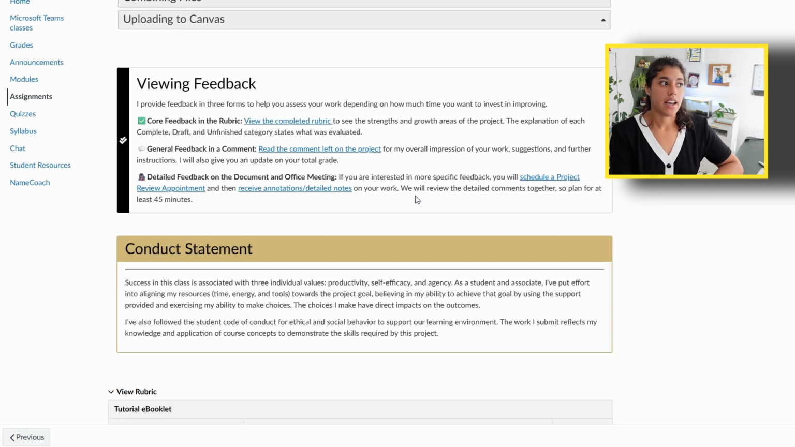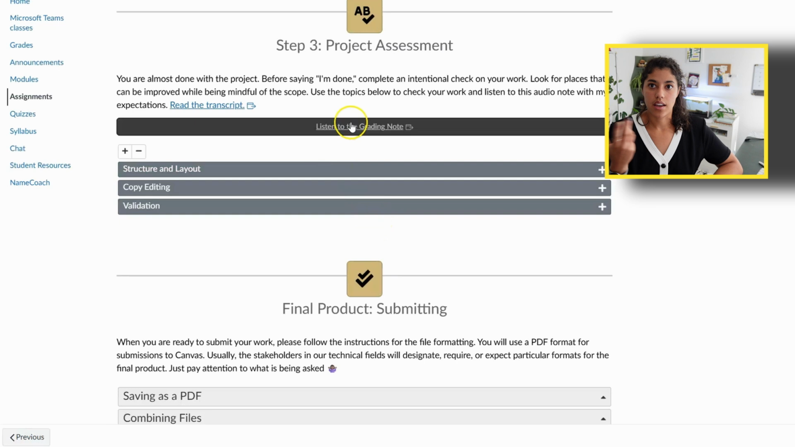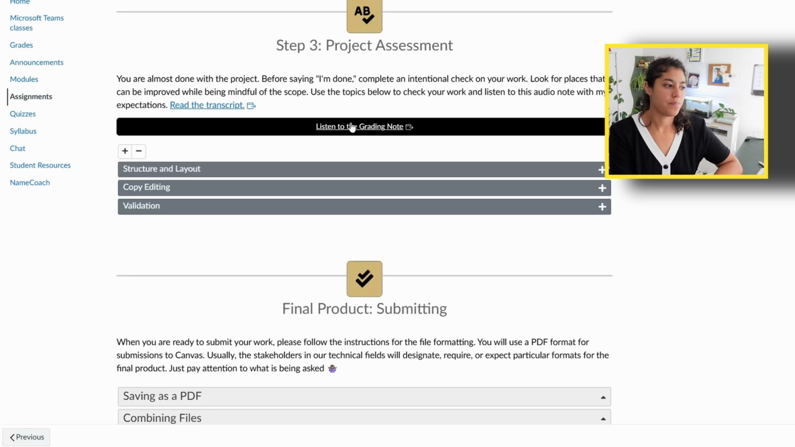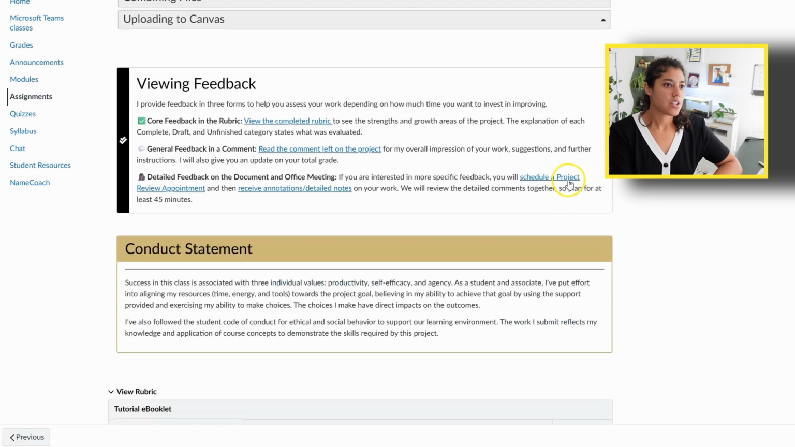Plus, again, I give them that link back to the grading note so they can listen to this like 15-minute long podcast of me being like, here's exactly what I was looking for. Check yourself in the rubric as I go through. So that's what every single project looked like.